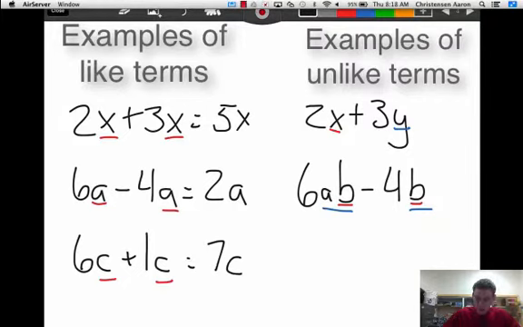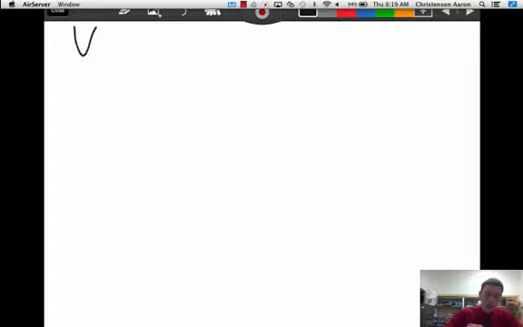But if we have 6c plus 6, we see we have a c here and we have no c here. So those are not like terms, so we can't add them. Okay, so there's some examples of like terms. Now when we have these like terms, there's two ways we can add them. We can add them vertically or we can add them horizontally. So first I'll show you vertical form.